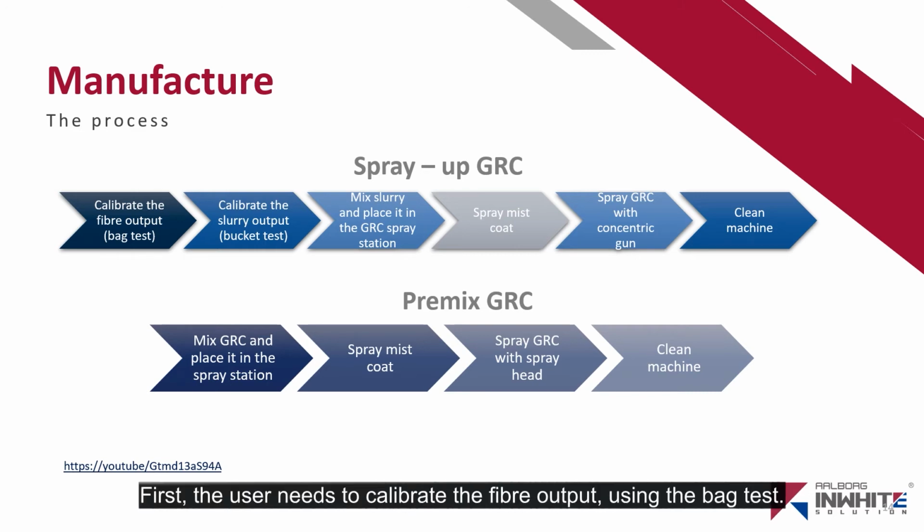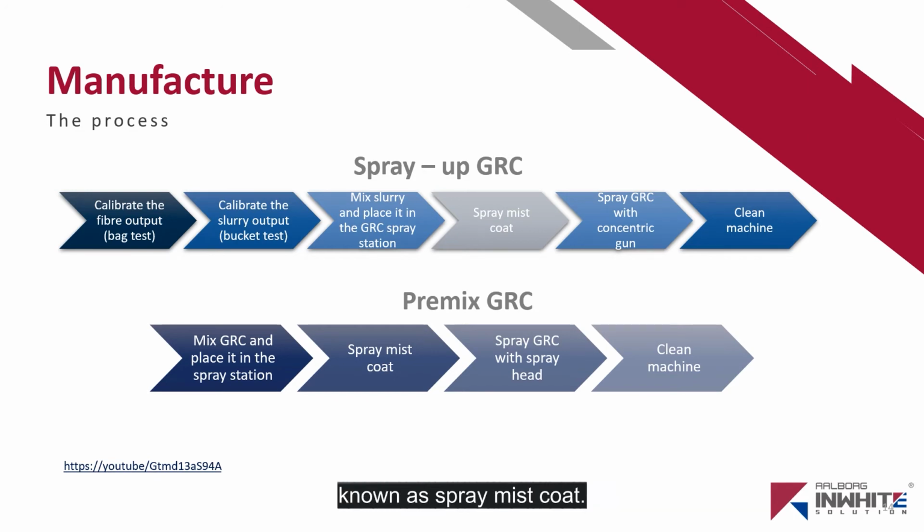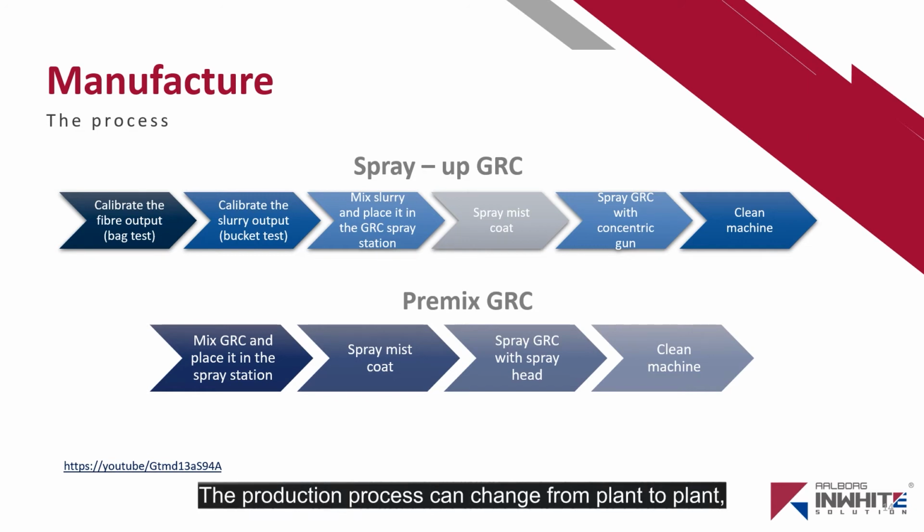For a spray-up, first, the user needs to calibrate the fiber output using the bag test. Then, calibrate the slurry output using the bucket test. The slurry is then mixed and placed in the GRC spray station. The user first sprays a thin layer without fibers, known as a mist coat. After this, spray the GRC into the mold, finishing with cleaning the machine. The production process can change from plant to plant, especially to make the most detailed shapes with very challenging molds.